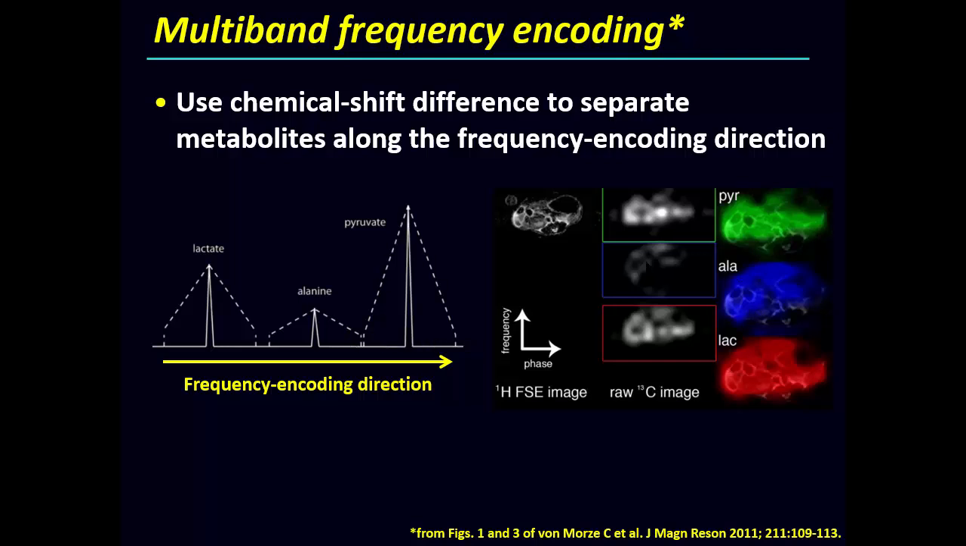Here on the right, we have an example of doing this in the mouse. This is the frequency encoding direction. It's vertical in this image, and during one readout, we've encoded lactate, alanine, and pyruvate separated along the readout direction. So we get all three of them at the same time, simultaneously. It does have constraints with regard to the gradient strengths and the geometry you can use, but it's a very fast way to read out things simultaneously.